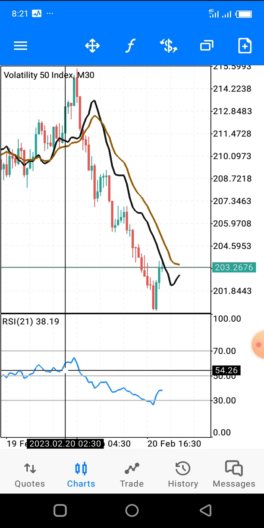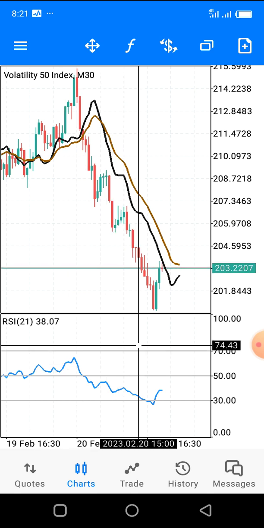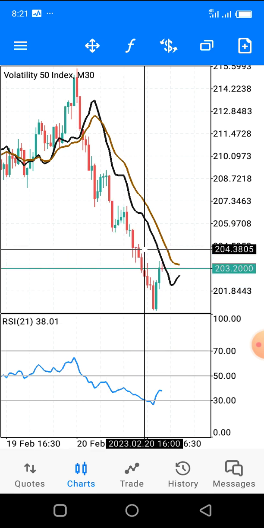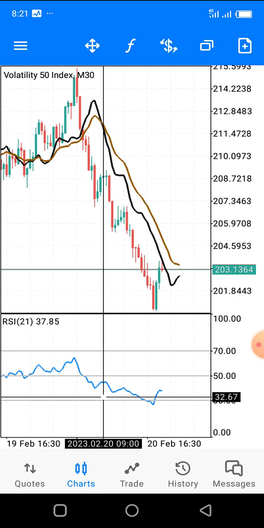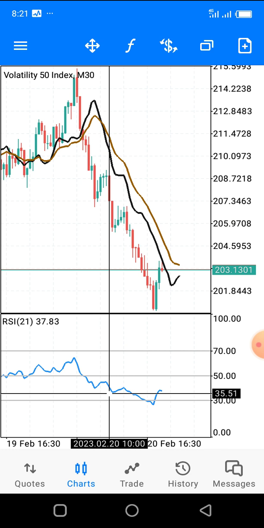All you have to do is be patient and play by the rules. Whenever a crossover happens, you wait. Come and check your RSI. If it is reading below 50, you're good to go. But if it is still above 50, do not enter such a trade.